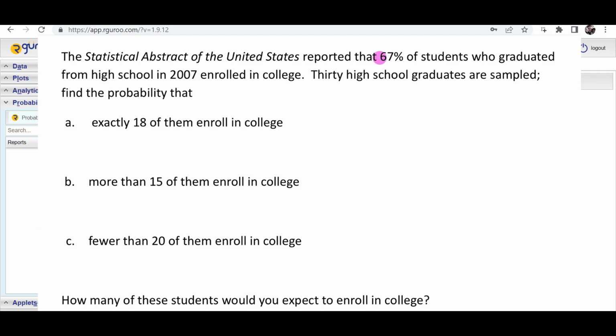So a couple things. 67% of students who graduated enrolled in college. So the probability of success, a success being enrolling in college, is 0.67. So 2 outcomes. You can either enroll in college or not. There's a fixed number of trials. It is 30. Probability of success, 0.67, is the same for every trial, and the trials are independent. So here we have it. So now we want the probability of exactly 18.